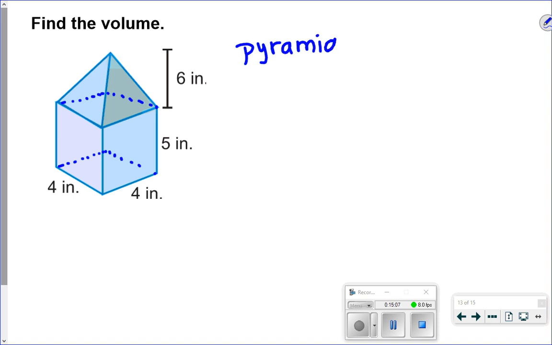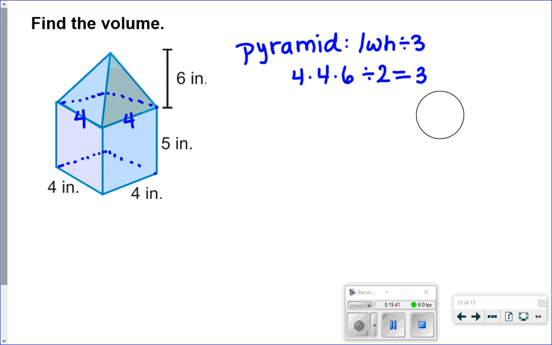For a rectangular pyramid, remember our formula: length times width times height divided by 3. So if I need my length and width, I can look at the bottom there. And that bottom tells me that those side lengths are going to be 4, and I can see 6 is my height. So I'm going to do 4 times 4 times 6 divided by 2. 4 times 4, 16, times 6 divided by 2. That's going to give me a volume of, wait, hold on. That's going to give me a volume of 48.